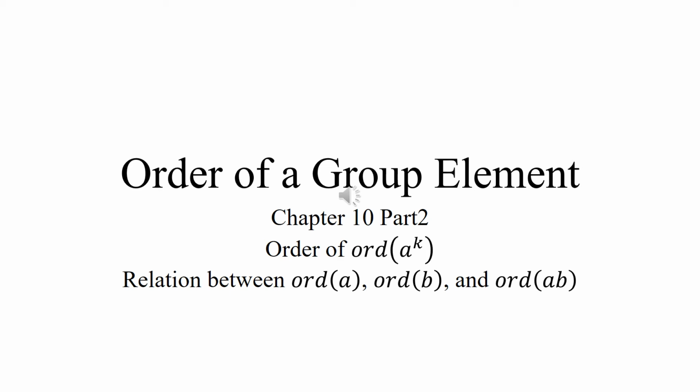In this next video, we're going to finish chapter 10. In particular, we're going to prove the formula for the order of the power of an element, and we're going to also look at the relationship between the order of two different elements, A and B, and the order of their product, AB.